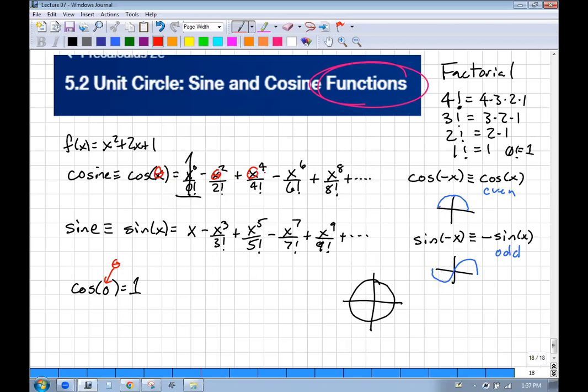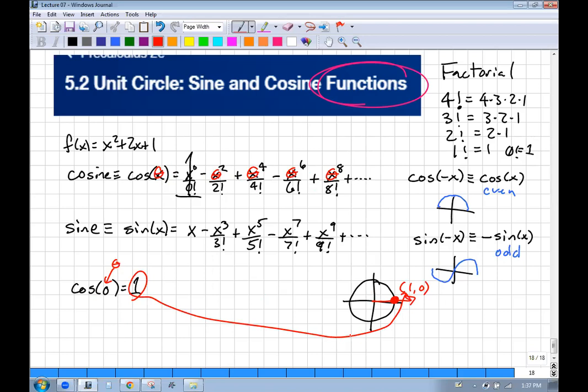It doesn't have to be called x. I'm going to call it theta. If I think of this as an angle, here is an angle of 0 degrees. This coordinate here is (1, 0). So if I think of the input as an angle, the output happens to be the x coordinate.